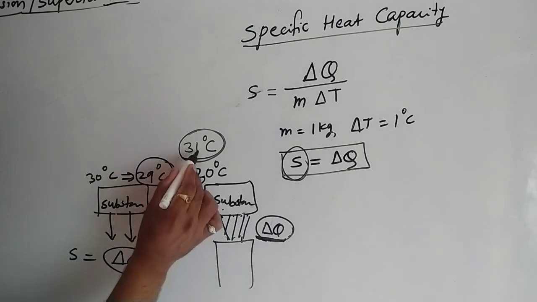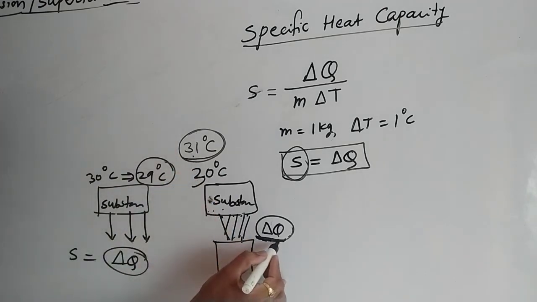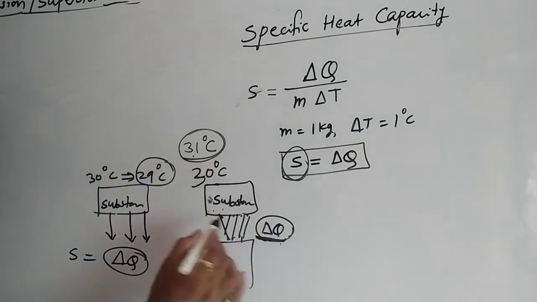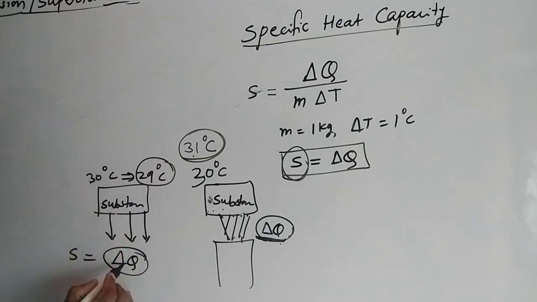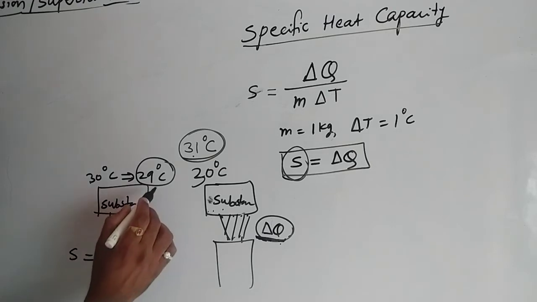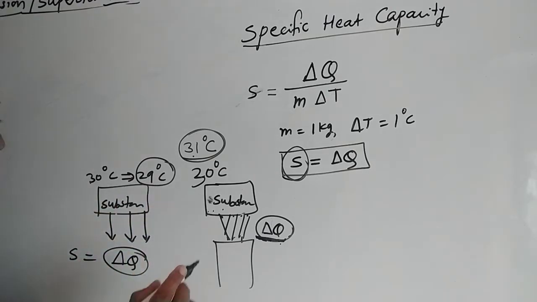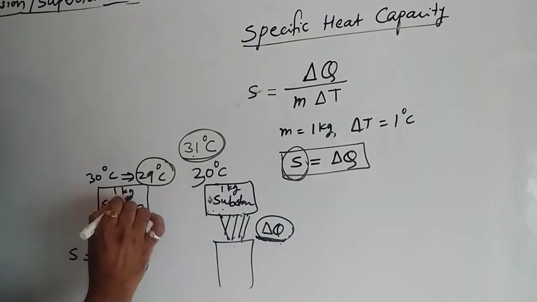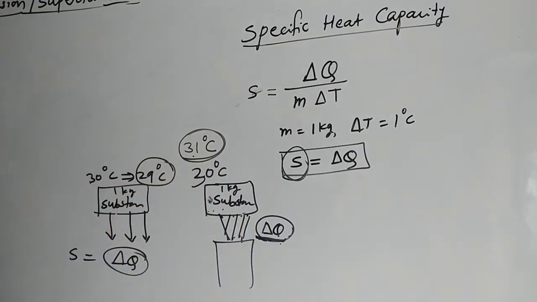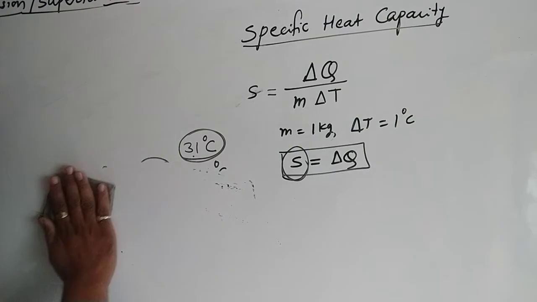To decrease the temperature by 1 degree Celsius. To increase the temperature by 1 degree Celsius, this much heat is supplied, so this is the specific heat capacity to increase the temperature. To decrease the temperature, this much heat is taken out from the substance, then this is the specific heat capacity to decrease the temperature of the body by 1 degree Celsius. In both cases, the substance is how much? It is 1 kg. So this is nothing but specific heat. I think you got a better understanding by this example. I hope you understand what is meant by specific heat.